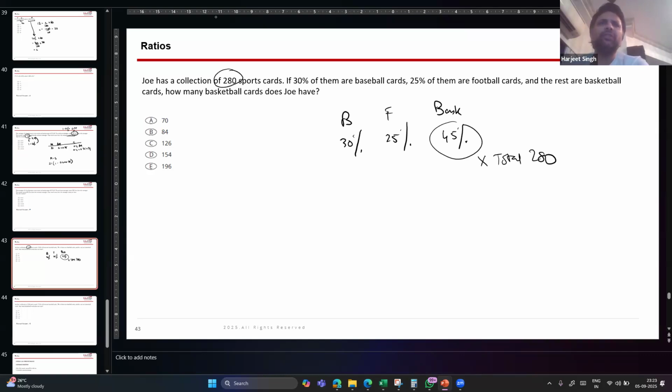So no need to even solve. The answer will be 126. It will be slightly less than 50% of 280, which is 140, so slightly less. So the answer is 126. So on the GRE, as far as possible, we need to be slightly smarter. Wherever it's not required, let's not use the calculator. Let's not waste time calculating.